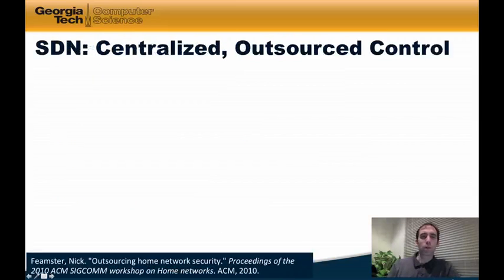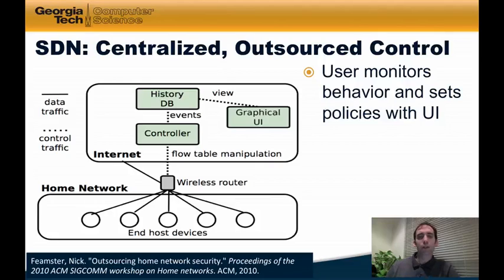One solution to these network management problems is to apply software-defined networking to centralize and outsource the control of a home network. In our lab at Georgia Tech, we have implemented such an SDN control system for home networks, whereby an SDN controller sits outside the home network and monitors various behaviors and events that occur inside the home and sends commands to manipulate flow table entries on the wireless router inside the home. On top of that SDN controller, we can build more sophisticated features such as graphical user interfaces that make the network easier to manage and easier for the average user to understand.